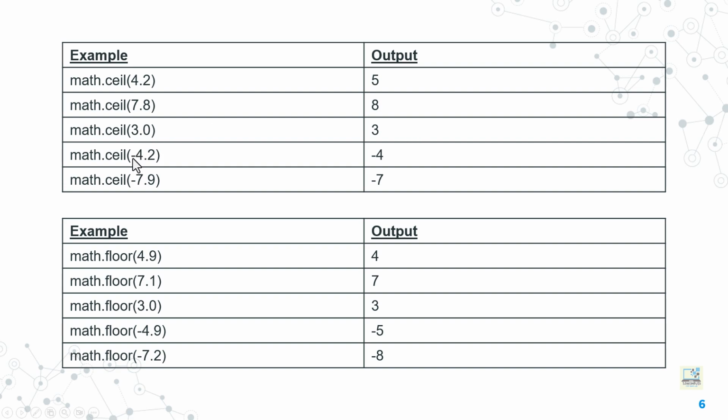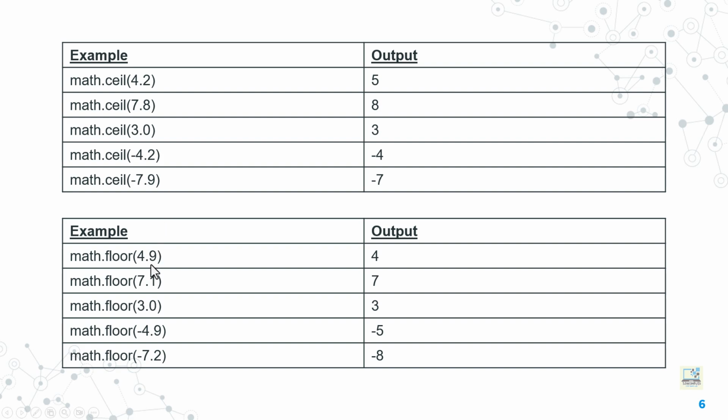Then negative numbers, minus 4.2, it will increase to minus 4. Minus 7.9, it will increase to minus 7. So you are noticing that the weightage of the fractional part is not important. In the fractional part of the number, you have 0.1 or 0.5 or 0.9, that doesn't matter. If any fractional part is there, then it will activate and give you the next, higher value.